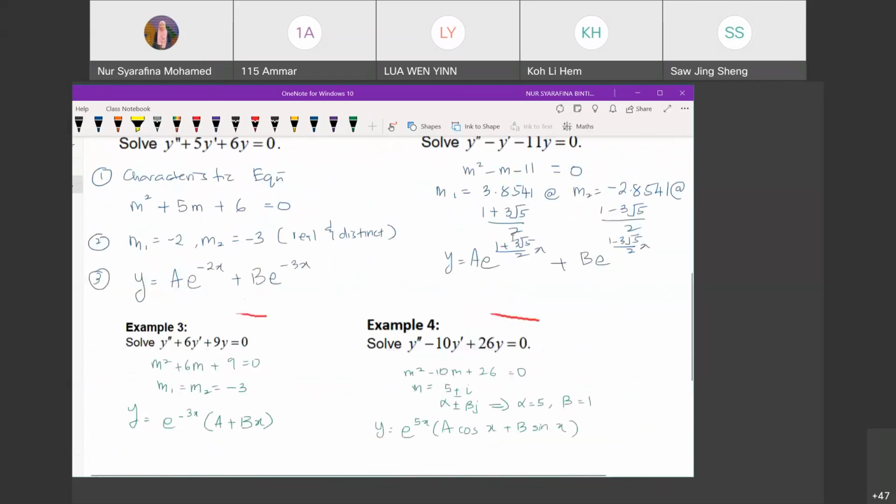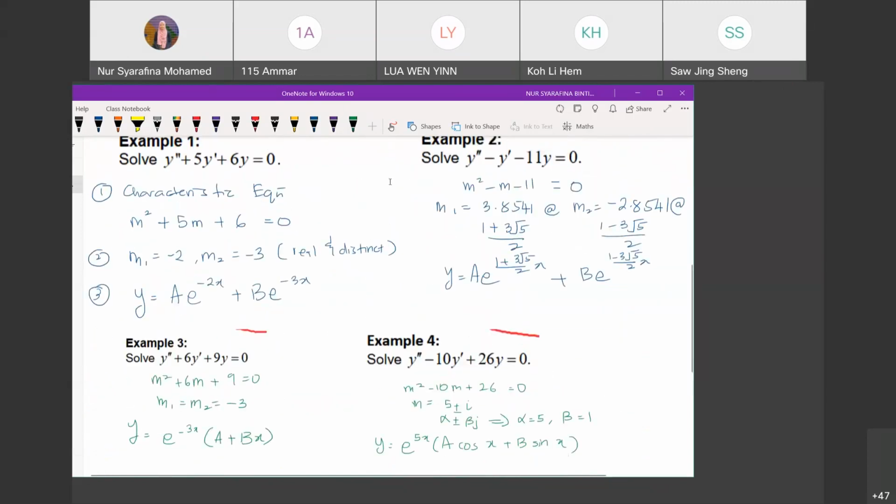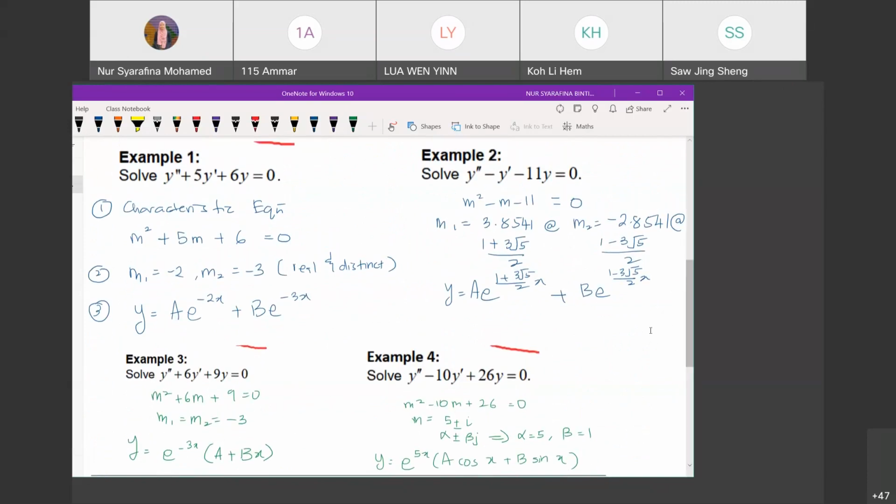Okay, so these are the 3 types of solution when solving a homogeneous second order differential equation.